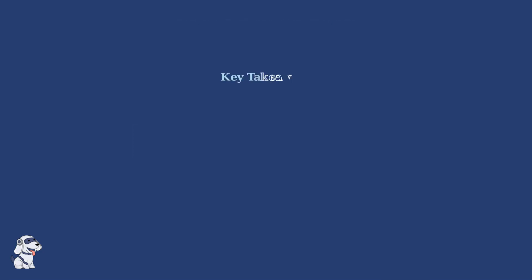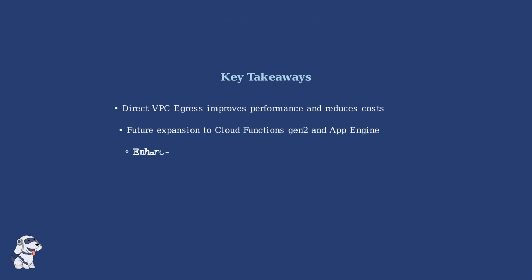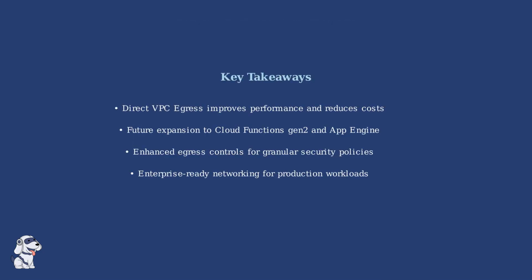These advanced networking capabilities position CloudRun as an enterprise-ready platform with sophisticated connectivity options. Organizations can leverage direct VPC egress for immediate performance improvements while preparing for future enhancements in network security and multi-service integration.